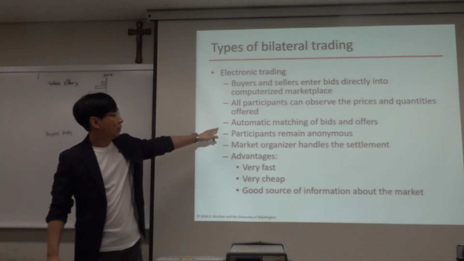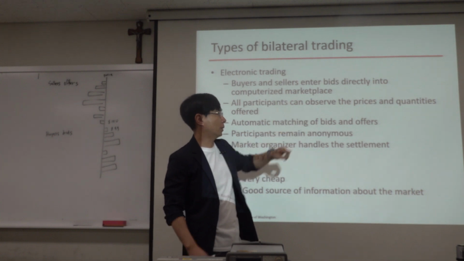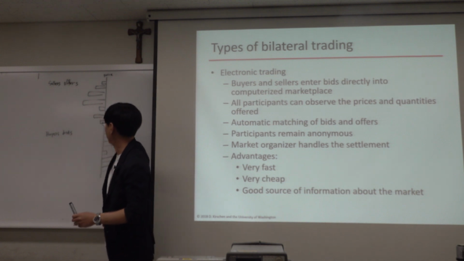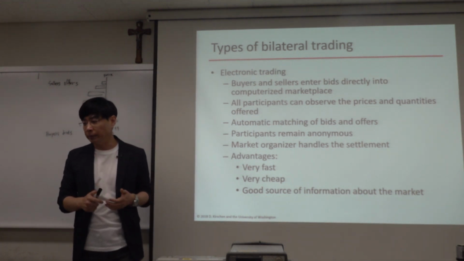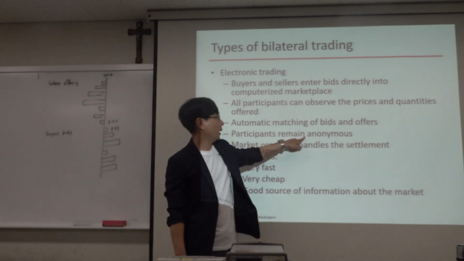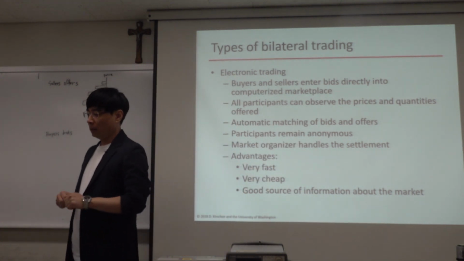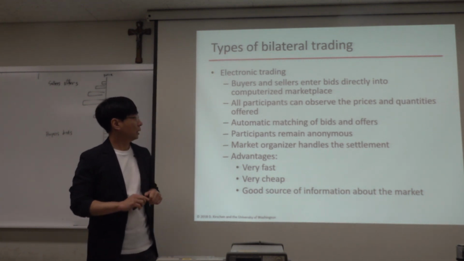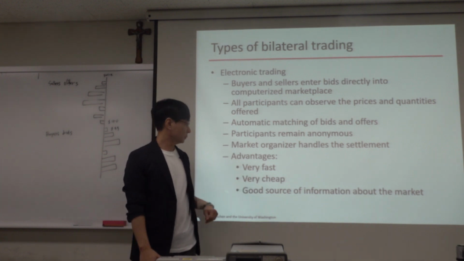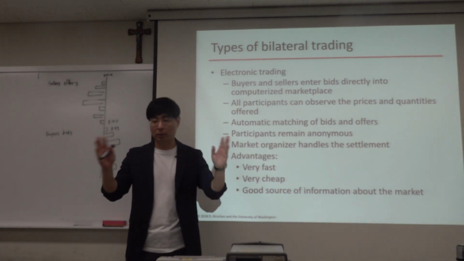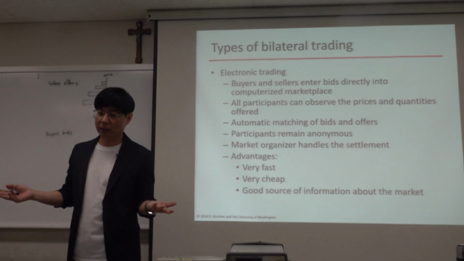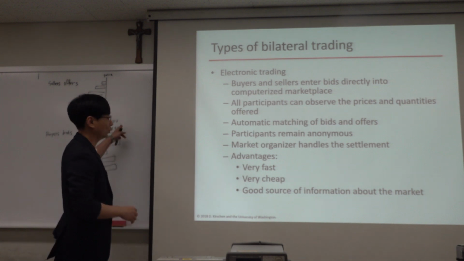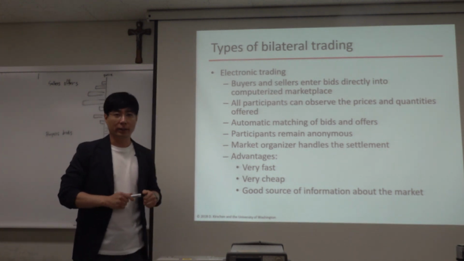And the automatic matching of bid and offer can happen because whenever this guy grabs that offer or that guy grabs this bid, the transaction can happen. Participants remain anonymous, and the market organizer handles the settlement. The advantage of this electronic trading is that it is very fast and very cheap. There is almost zero negotiation cost, right? When you change your mind, you can just grab that offer or bid.